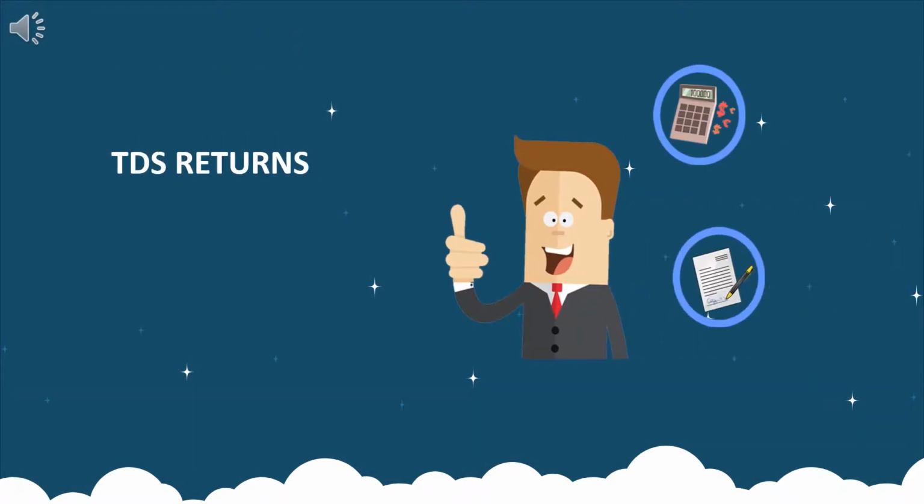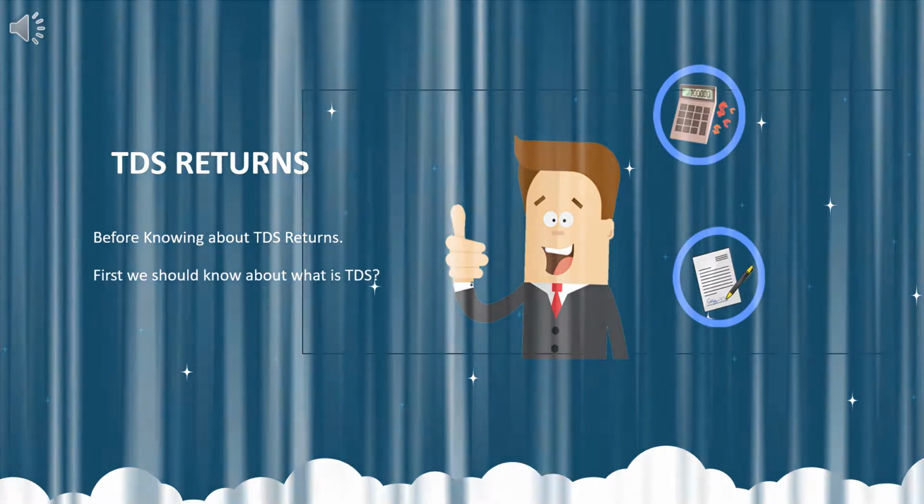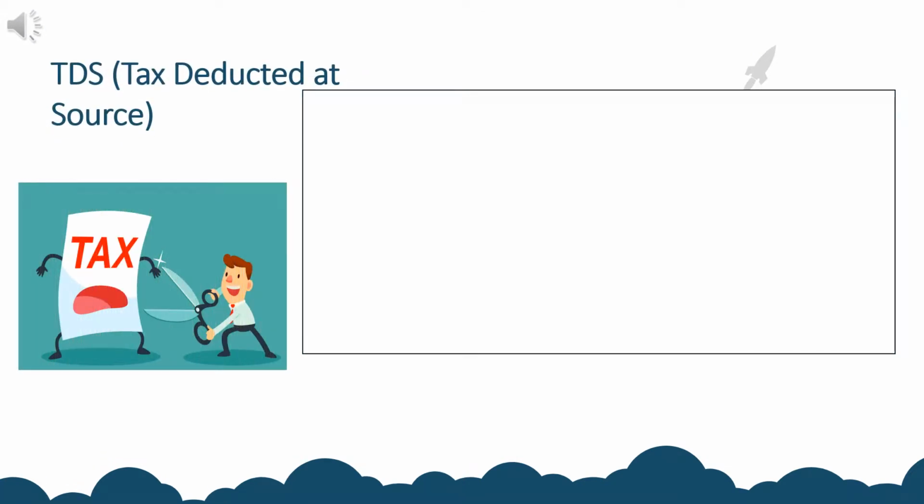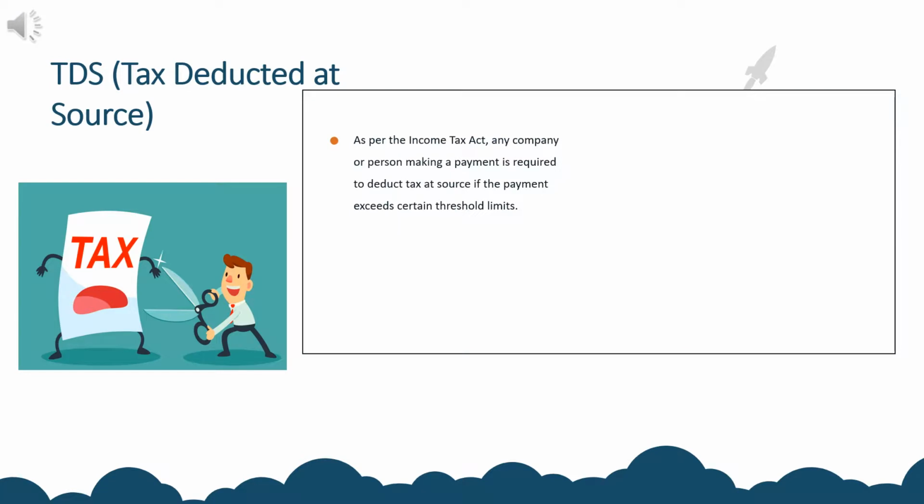TDS returns. Before knowing about TDS returns, first we should know about what is TDS. TDS, tax deducted at source. As per the Income Tax Act, any company or person making a payment is required to deduct tax at source if the payment exceeds certain threshold limits. TDS has to be deducted at the rates prescribed by the tax department.